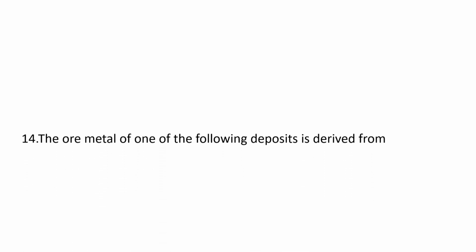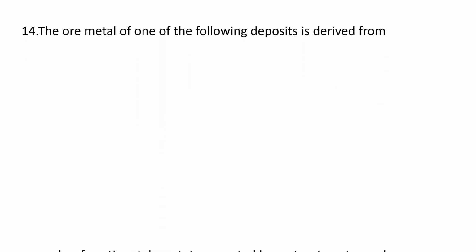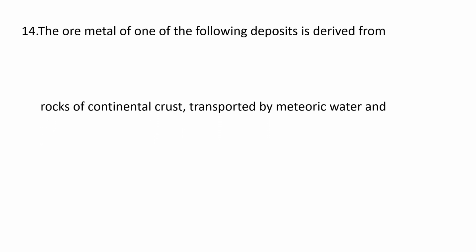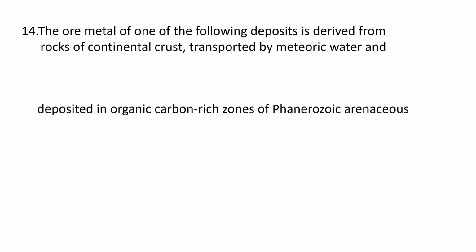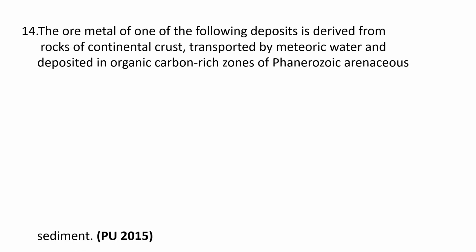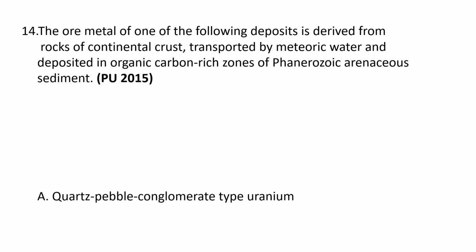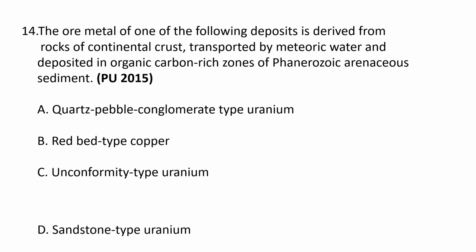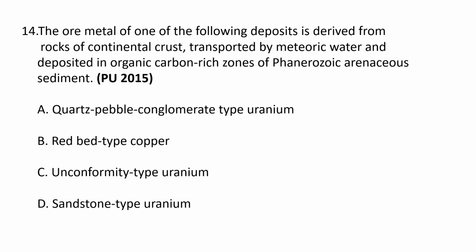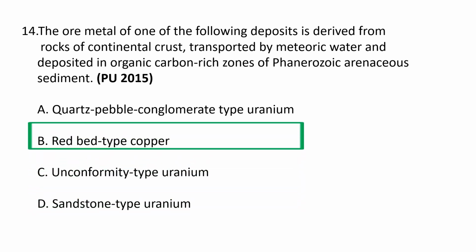Next question. The ore metal of one of the following deposits is derived from rocks of continental crust transported by meteoric water and deposited in organic carbon-rich zones of Phanerozoic arenaceous sediment. The choices are A. Quartz pebble conglomerate type uranium, B. Red bed type copper, C. Unconformity type uranium, and D. Sandstone type uranium. So the correct option is A.